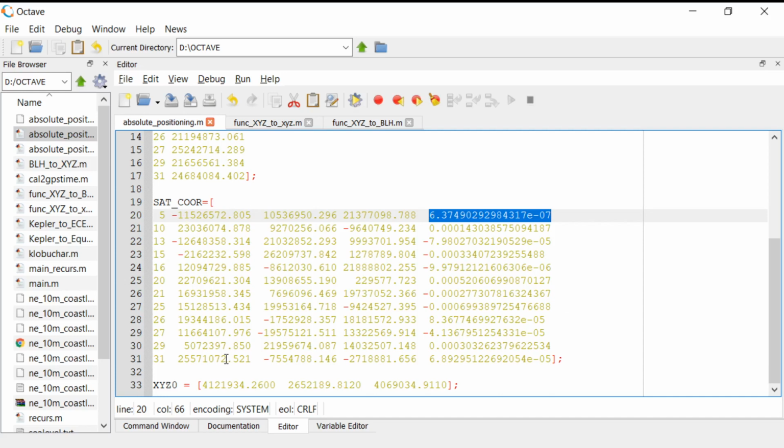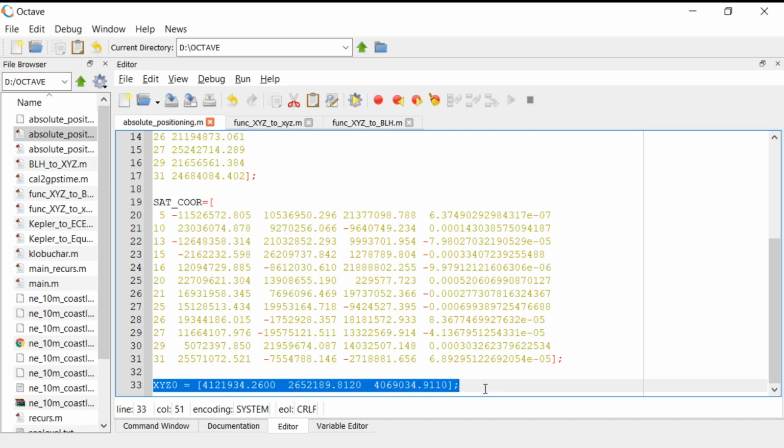I also obtained the approximate coordinates of my position from the observation file. I copied these coordinates as a row vector. Now, let's apply our absolute positioning principle, which was introduced in a previous video. Let's try to compute the receiver's position by using the least squares estimation method.